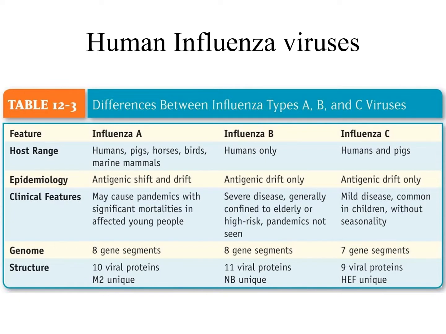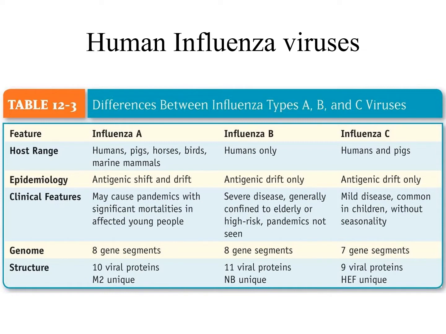In terms of structure, influenza virus is unique in that it has a segmented genome. For influenza A there are 8 segments, for influenza B there are 8 segments as well, but for influenza C there are 7 segments only. In influenza A we see 10 viral proteins and one unique protein, which is the M2 protein. It's unique for influenza A. In influenza B, we have 11 viral proteins, and the NB protein is unique to influenza B. Influenza C has 9 proteins, and HEF is the unique protein.